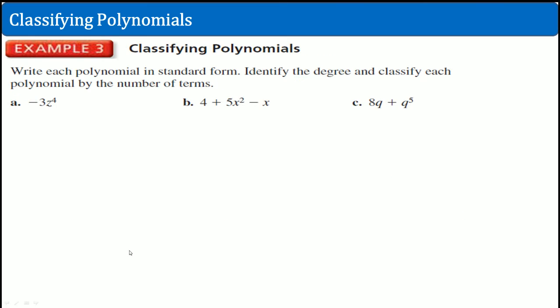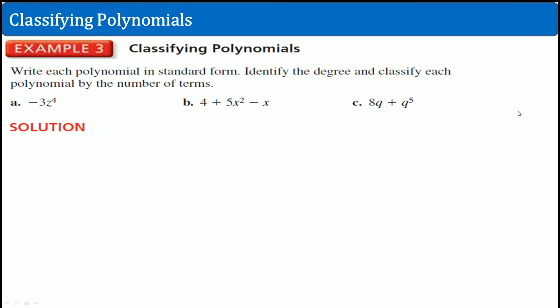All right. Now, example 3. Okay. You're going to use the information that we just got to write each polynomial in standard form. Then you're going to identify the degree and classify each polynomial by the number of terms. All right. So let's do A first. Okay, negative 3z^4.